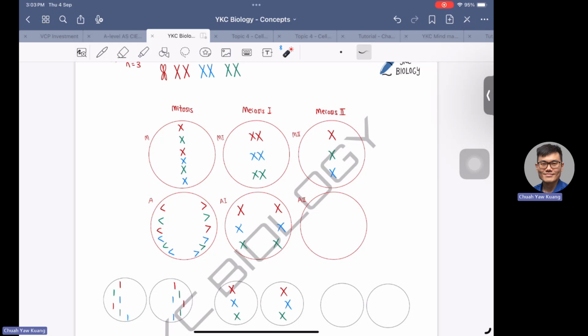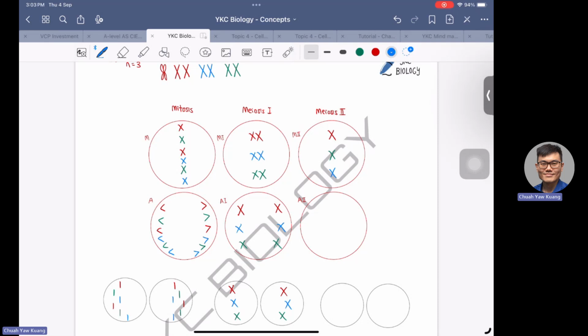Same thing in meiosis 2, right? There's also no homologous chromosome pairing because the homologous chromosomes have been separated in anaphase 1. So in meiosis 2, there's no synapsis, there's no crossing over. What happens in metaphase 2 is that the 3 chromosomes are just aligned at the metaphase plate. Then during anaphase 2, the sister chromatids of the chromosomes will be separated.